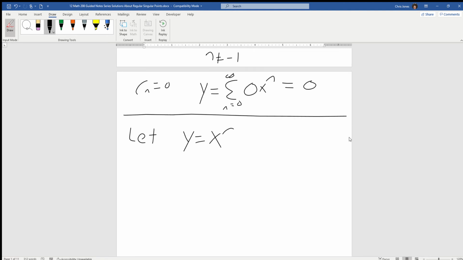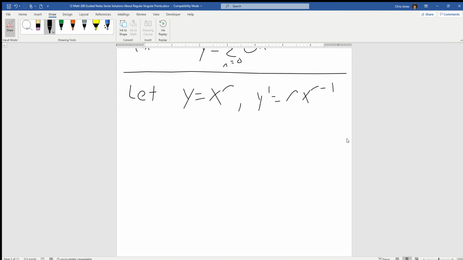Okay, that means that y prime is going to be equal to r x to the r minus 1. And let's plug that back into the differential. Remember, we have xy prime plus y is equal to 0, and that's going to become x times r x to the r minus 1 plus x to the r, which is equal to 0.